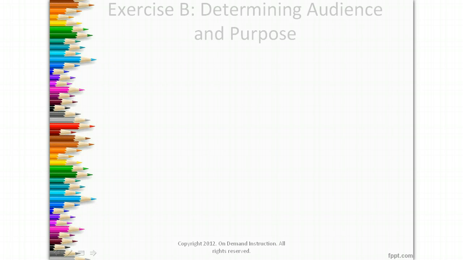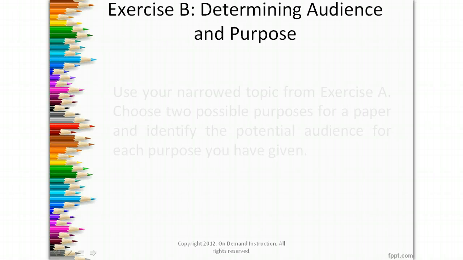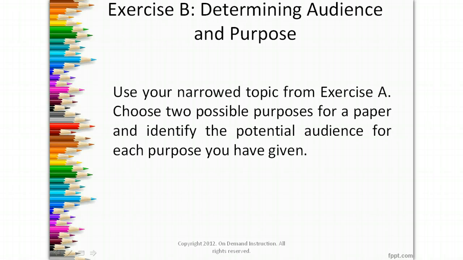So let's do an exercise now. Use your narrowed topic from exercise A to choose two possible purposes for a paper and identify the potential audience for each purpose you have given.